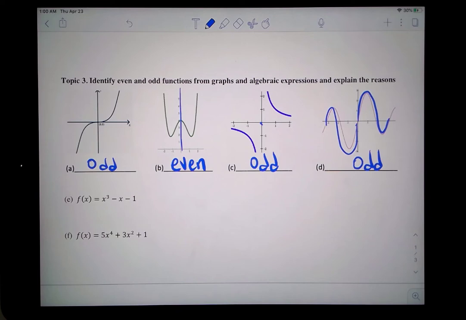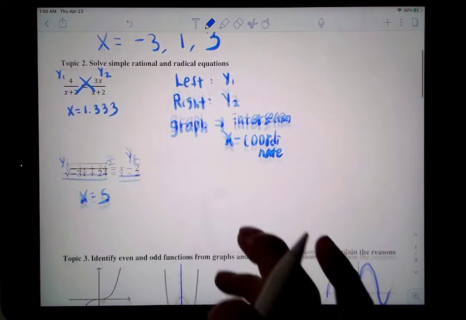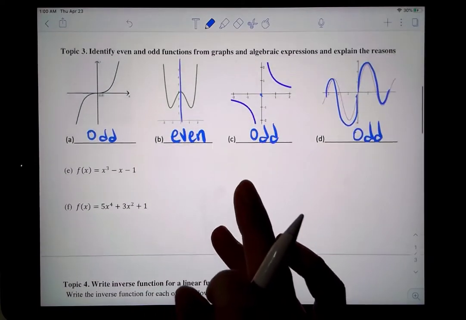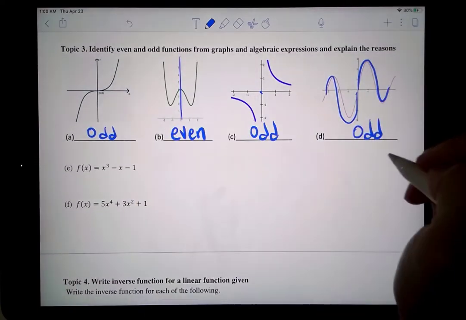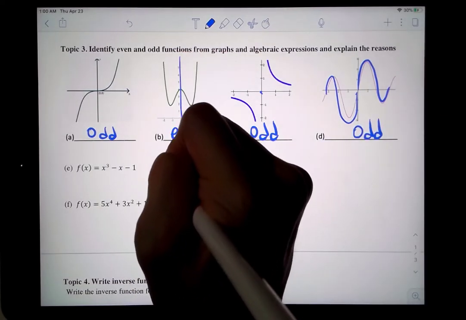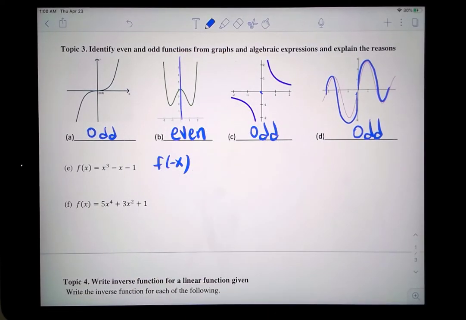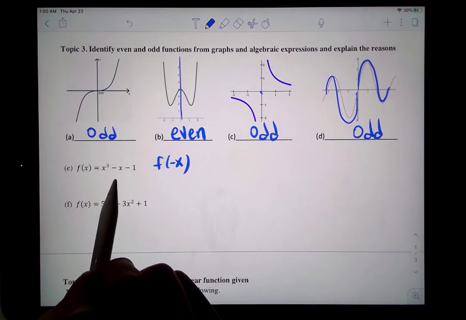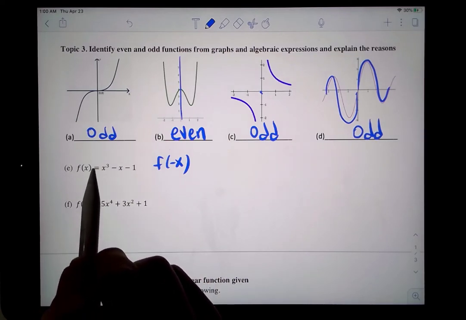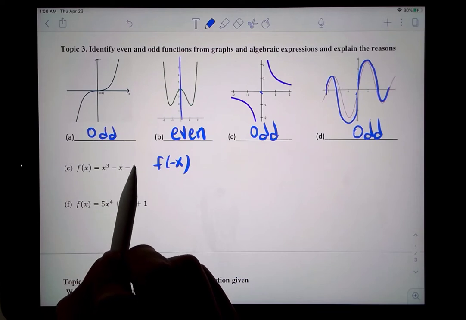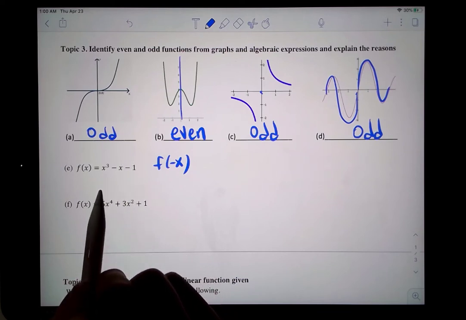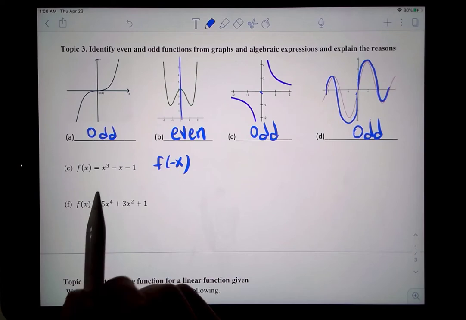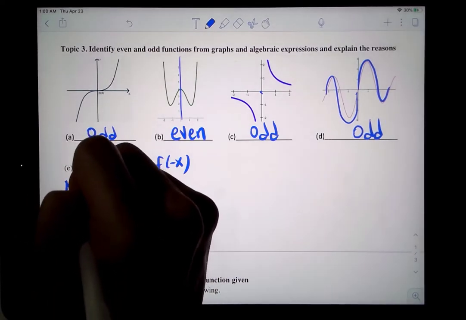Okay, guys. So this one we need to prove it algebraically. My supervisor said she will accept only this one, using f of negative x. For that, we already know the answer, right? Your powers are odd and even together, so this is neither. We already know the answer.